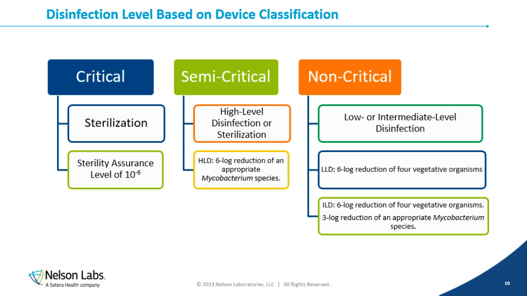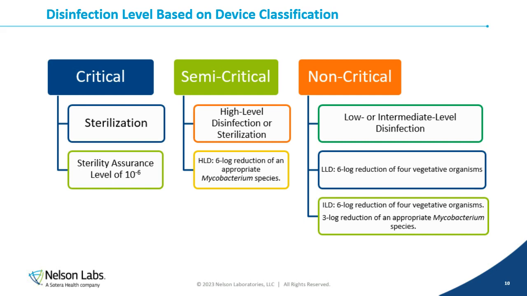And then for non-critical devices, the disinfection will be either low level or intermediate level. And for a low level disinfection, you just need to show a 6-log reduction of 4 vegetative organisms. And then for an intermediate level disinfection, you need to show a 6-log reduction of 4 vegetative organisms. And in addition, you need to show a 3-log reduction of an appropriate mycobacterium species.